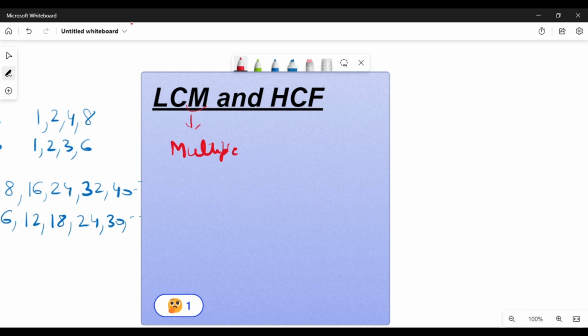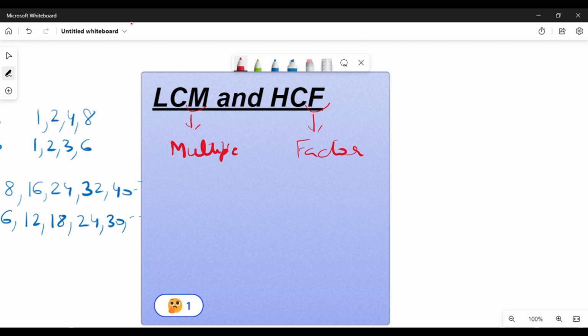And HCF, as the name suggests, deals with highest common factor. So it has a relation with factors, and factors are smaller than the numbers. So when you are calculating HCF, it is smaller than the numbers for which you are calculating the HCF. LCM is bigger than those numbers, and HCF is smaller. Okay. Firstly, let us take some examples and calculate LCM and HCF.